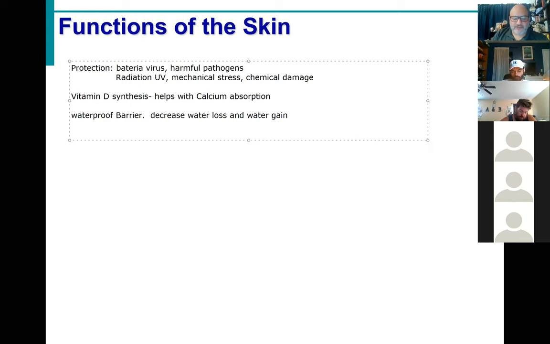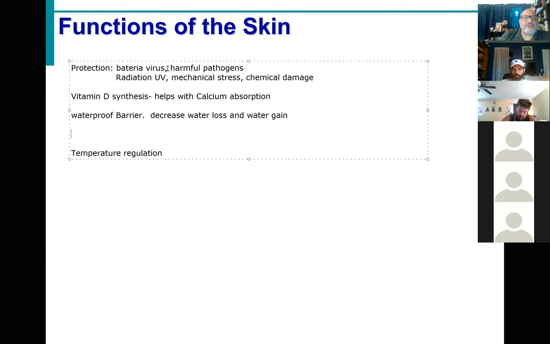Another important function is our temperature regulation. I see that on here as well. Excellent. It helps us play an important role in maintaining our body temperature, helping us to radiate off heat, and helping us to maintain our body temperature when we're cold. Huge, important function that way.